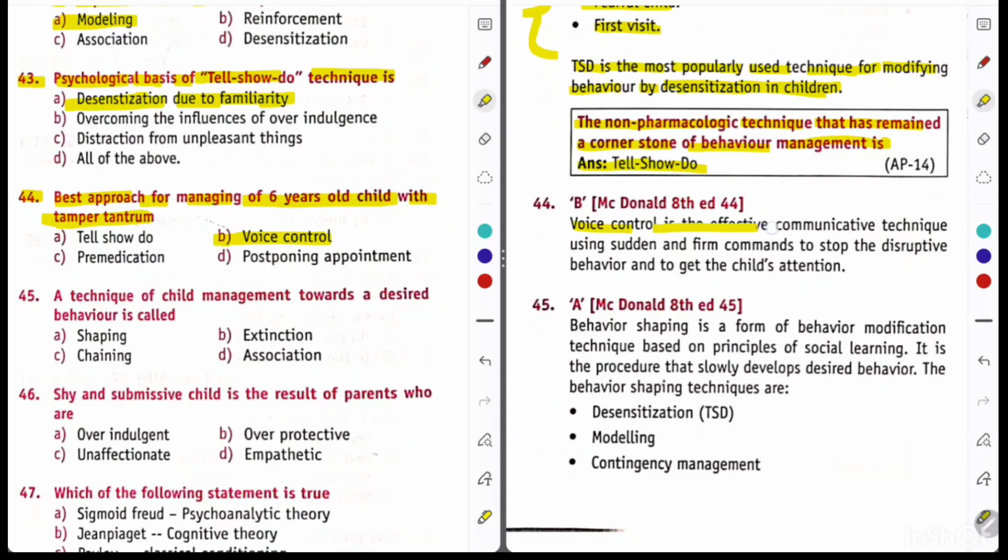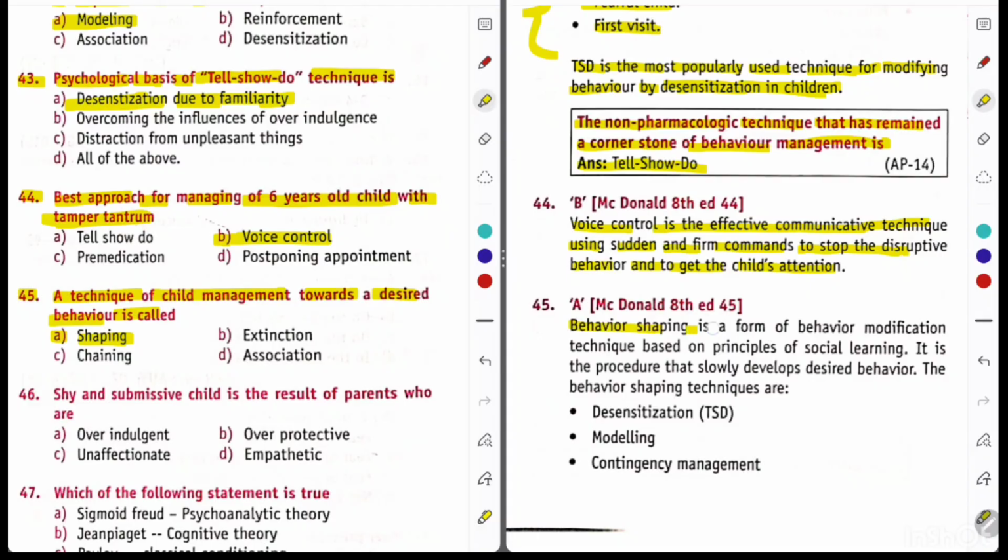Voice control is the effective communicative technique using sudden and firm commands to stop the disruptive behavior and to get the child's attention. Now question 45. A technique of child management towards a desired behavior is called. So the answer is option A, shaping. Shaping is a technique of child management towards a desired behavior.